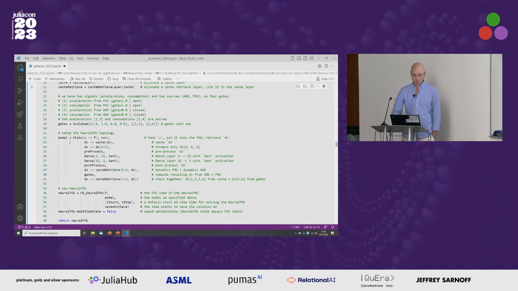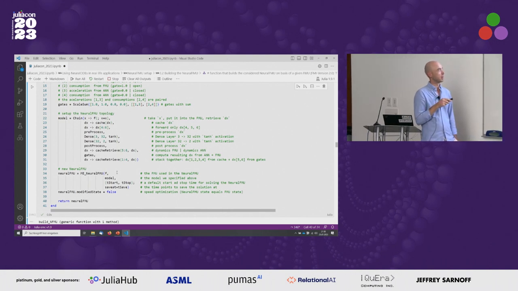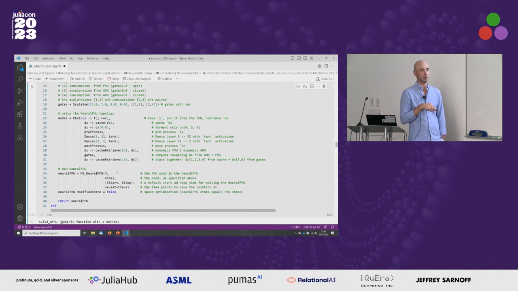The constructor for a neural FMU is actually pretty easy. So we put in the FMU we are using inside the neural FMU. We're putting in our model. It's just a regular flux chain model, and specify starting and stopping time where we want our integration to start and to stop. And the keyword saveat you might know from solving ODE solutions, just to specify points in time where we want our ODE solution to be saved.